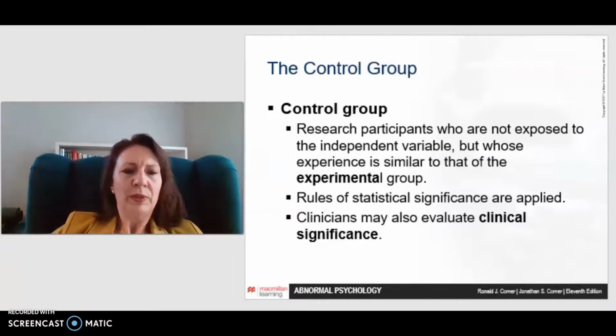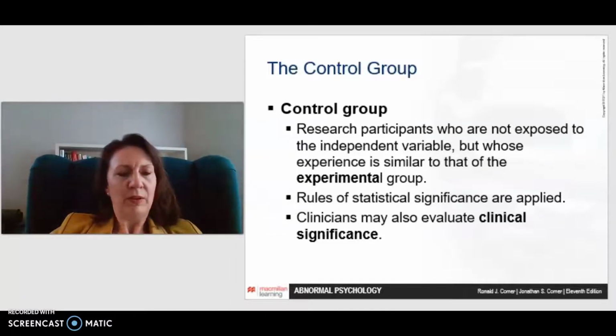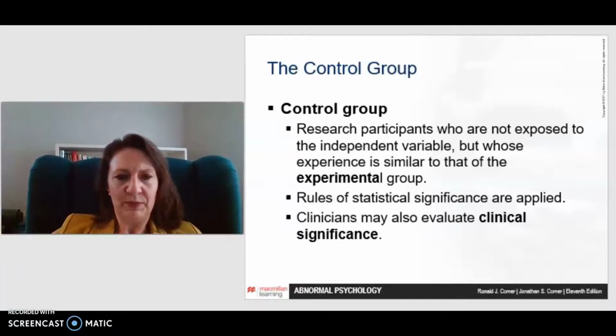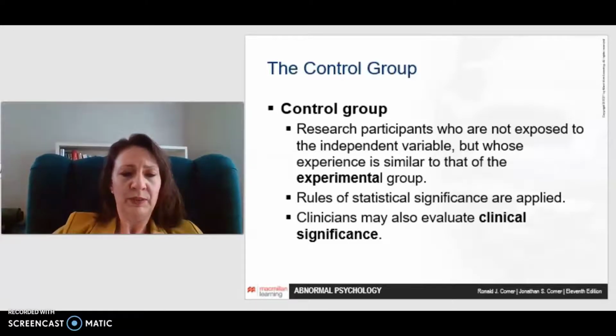The control group is where the research participants are not exposed to the independent variable, but their experience is similar to that of an experimental group. So they're involved in the same, usually, duration of the research. They have some kind of similar experience, but they're not getting that very specific treatment that the experimental group receives. The rules of statistical significance are applied to this group, and clinicians may also evaluate clinical significance in the group.